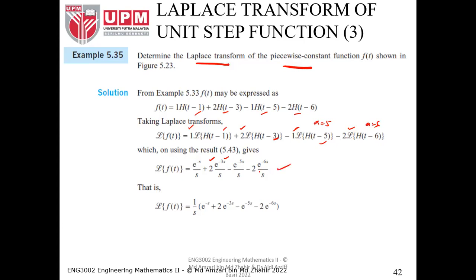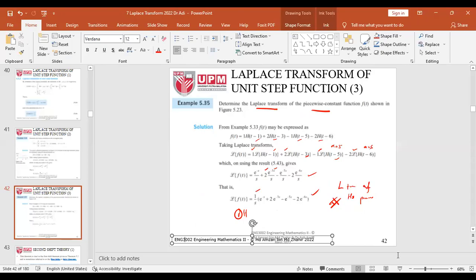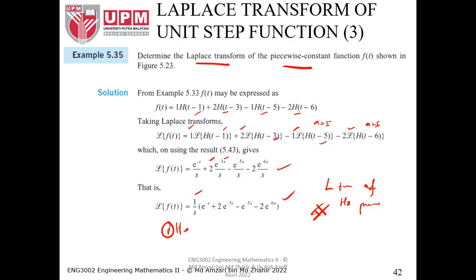So you will get the Laplace transform of this formula. You can simplify this one, just take out the 1 over s, then remain the exponent inside of the bracket. So you will get the Laplace transform of the Heaviside function, or piecewise constant. First thing first, solve the Heaviside, normally the concept. Heaviside step function. Then second, Laplace of this one. So this is the concept.